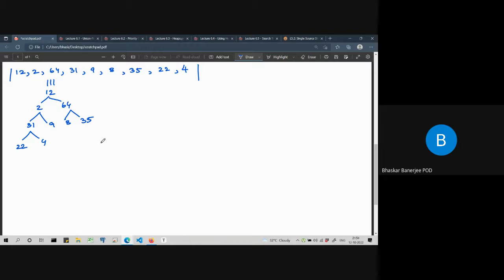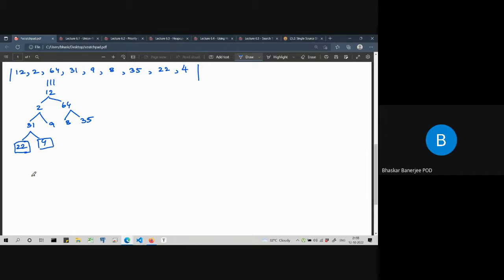Now see, can I say if I consider only this node, only 22, is this a heap? This is a heap. This is a trivial property, because what are the properties of a heap? It should be a mostly complete binary tree, right? What does mostly complete binary tree say? That except the last level, all levels should be filled up.